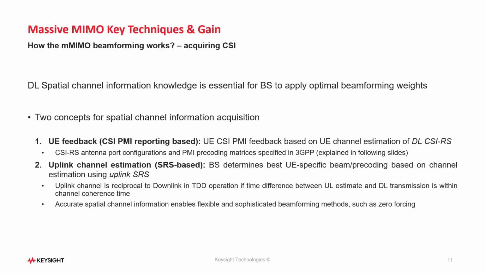The second method is based on base station uplink channel estimation for the UE-transmitted sounding reference signal, SRS. The base station can determine the optimal downlink precoding weights according to the uplink channel estimates because the downlink channel model is reciprocal to uplink. This obviously applies only for TDD operation and is valid only if the delay between the uplink measurement and downlink transmission is not long compared to the channel coherence time.